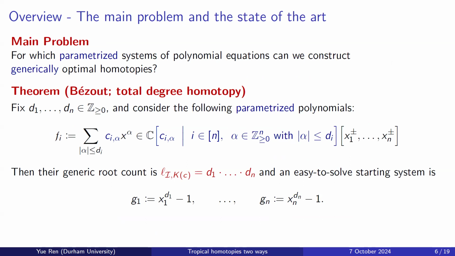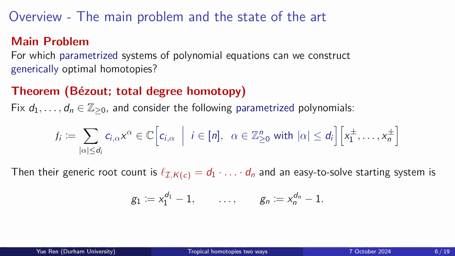One possible parameterized system I can solve is basically just Bézout's theorem. That just says if you have a polynomial of the form c times x to the power alpha, you have all monomials below a certain degree, and every coefficient is its own parameter, then this has that many solutions. I usually denote it by a script L because it's like the length of a certain module. And you know how many solutions it has. This is an easy solution you can use to start with because you don't need to solve it. You already know the solutions here, right? So this is one thing you can do.